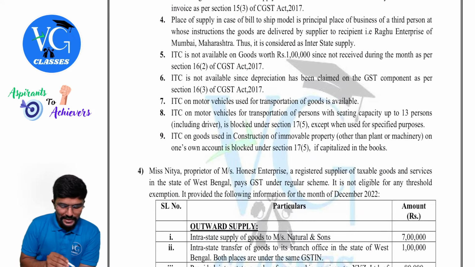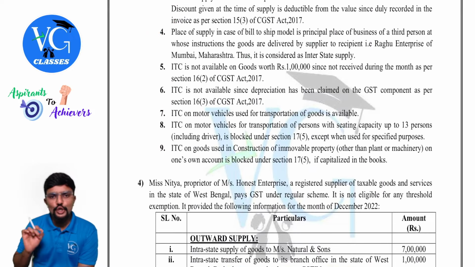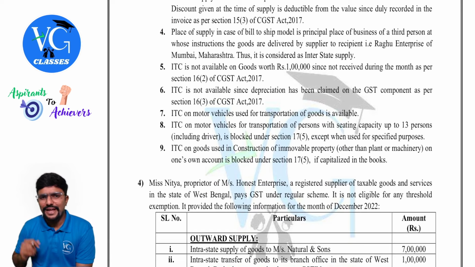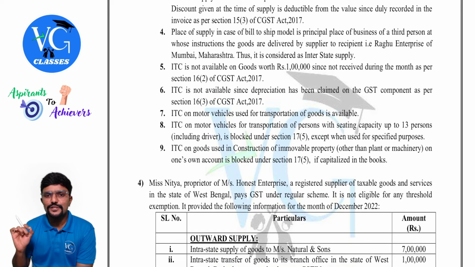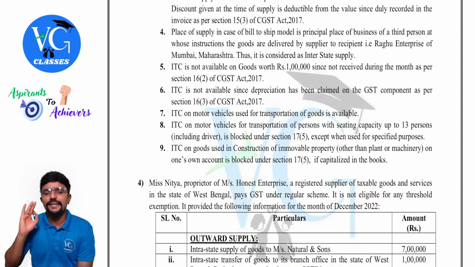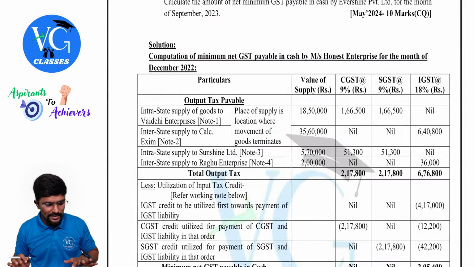Fourth note. Place of supply in case of bill-to-ship-to model of supply is the principal place of business of a third person. Who is the third person in the given case? Raghu Enterprise. At whose instructions the goods are delivered by the supplier to the recipient, that is Raghu Enterprise of Mumbai, Maharashtra. Thus, it is considered an interstate supply, guys. IGST would apply.